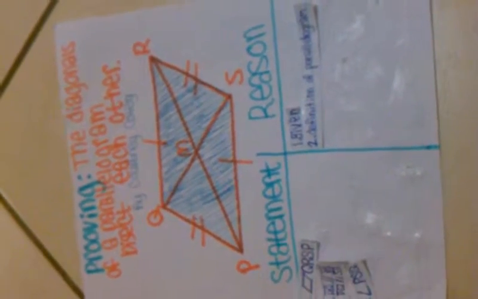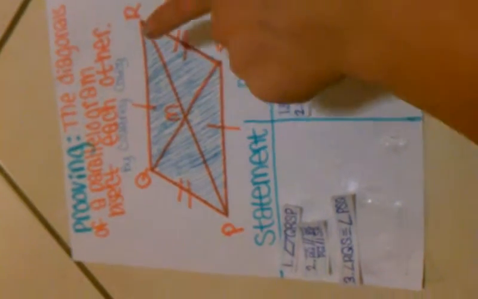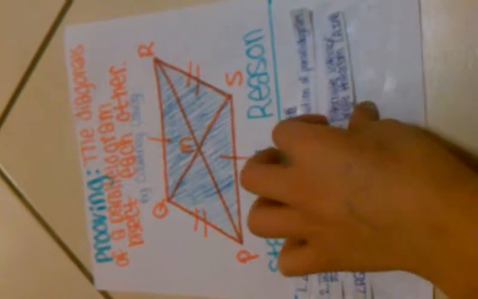Next we have angle RQS is congruent to angle PSQ. Angle RQS, this angle right here, is congruent to PSQ. So this is saying that these two angles are congruent. And this is through the alternate interior angle theorem.